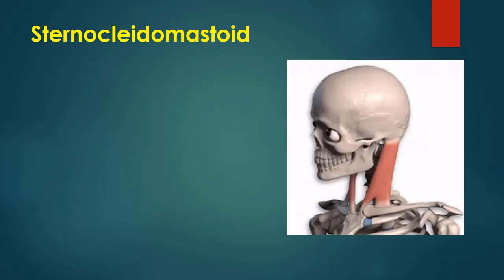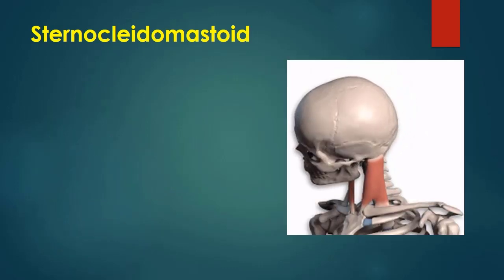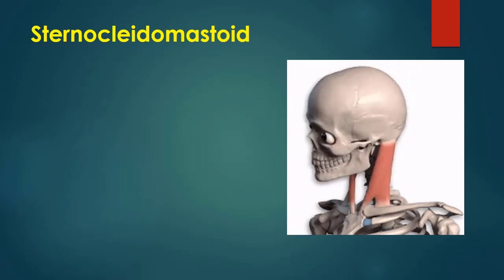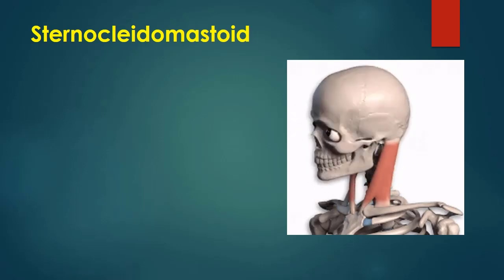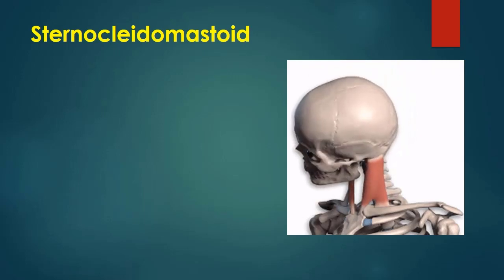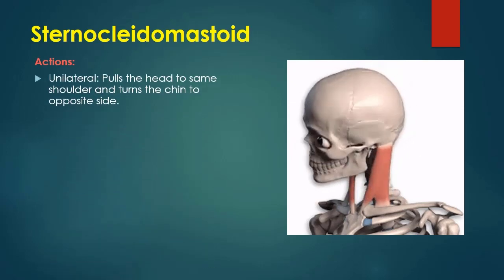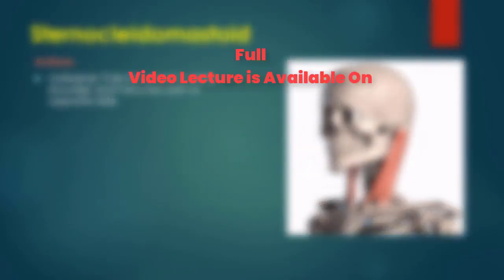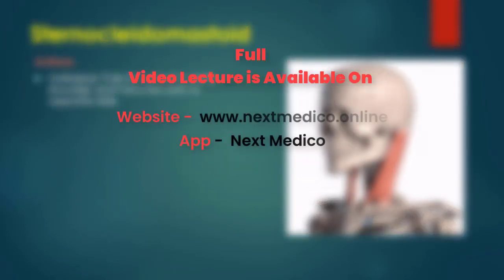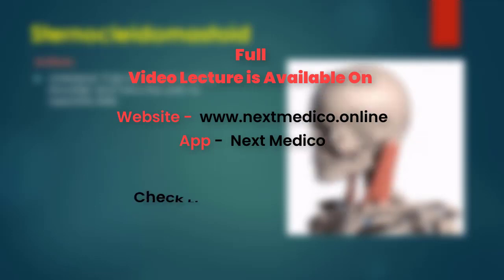So the action of the sternocleidomastoid muscle, what you are looking at here is the unilateral action. If one side of the muscle contracts from below, it bends the neck to the same side and turns the chin towards the opposite side. So bending of the head towards the same side, and what happens is it turns the chin towards the opposite side. So that is the unilateral action of the sternocleidomastoid.